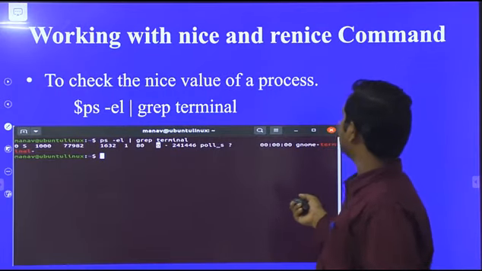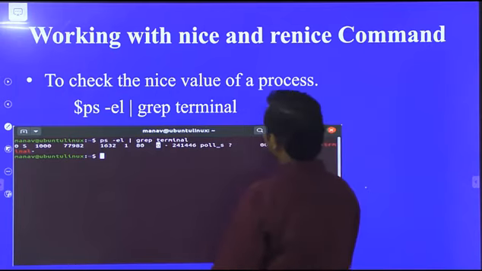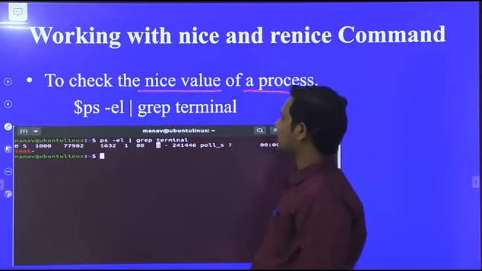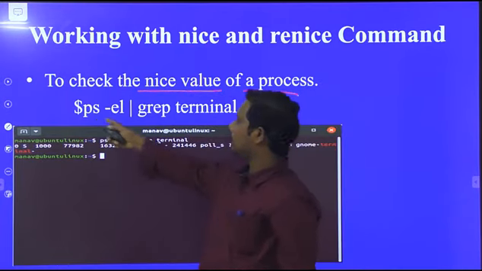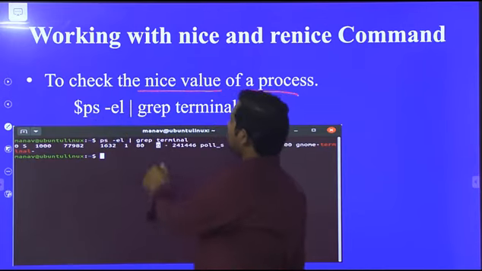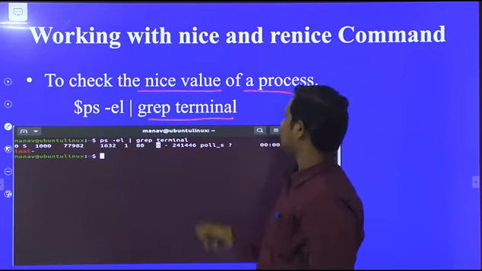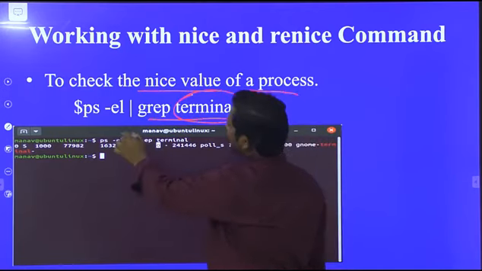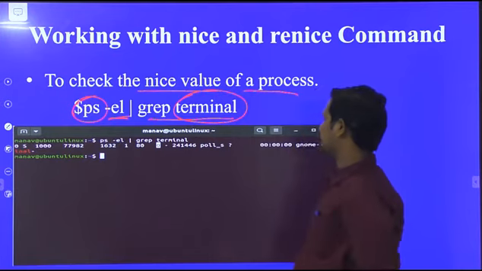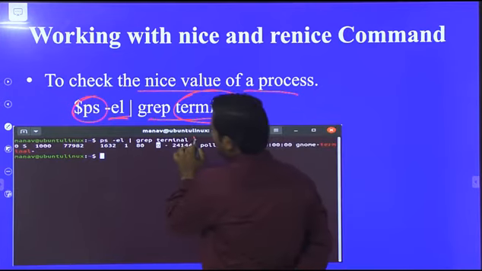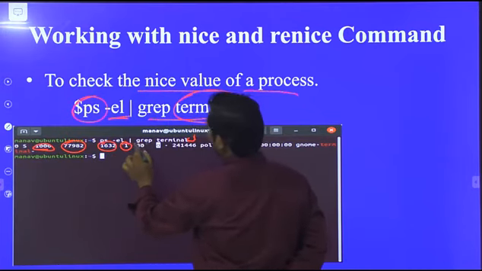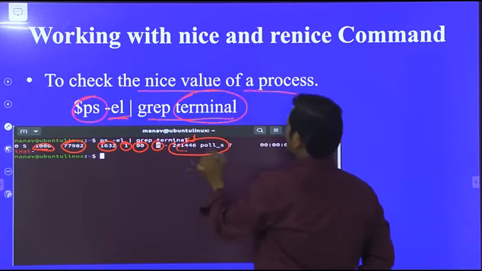So, working with the nice and renice commands. First, to check the nice value of a process, we write ps -el piped into grep terminal. In this terminal, how many processes are running, we are giving the -el option. So -el shows the priority. Here, just enter it, and see what the output will be. We can see the values of how many processes are running.